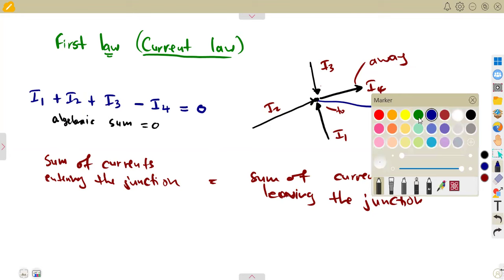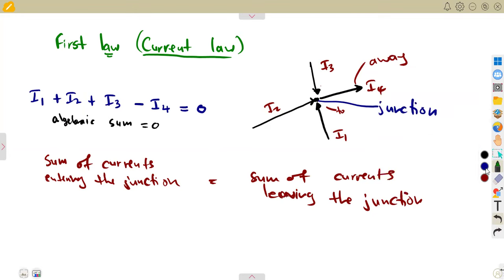So in actual sense, we can even express it mathematically. Remember the summation. So you can say the sum of currents entering the junction is equal to the sum of currents leaving the junction, where this is the summation, the sum.